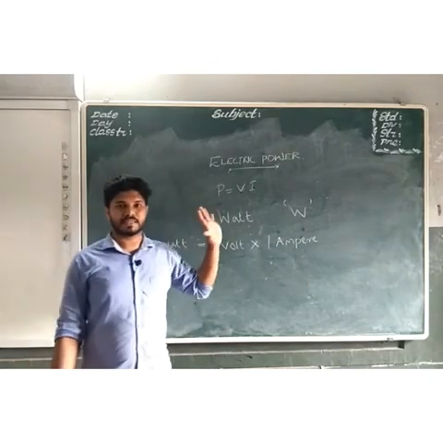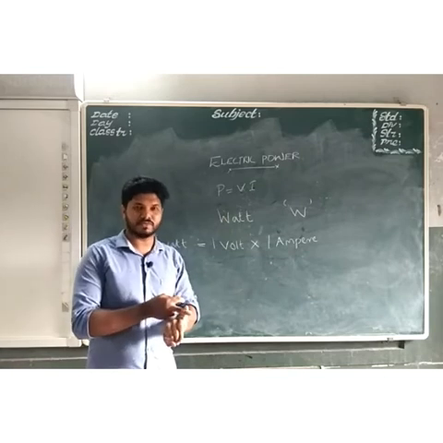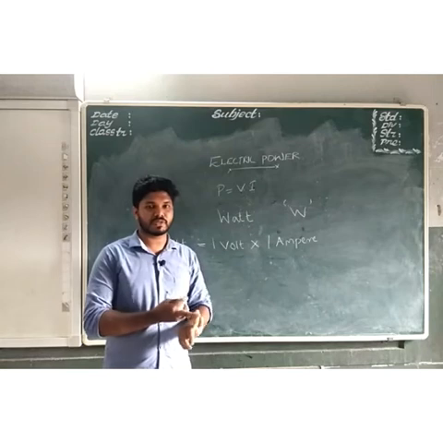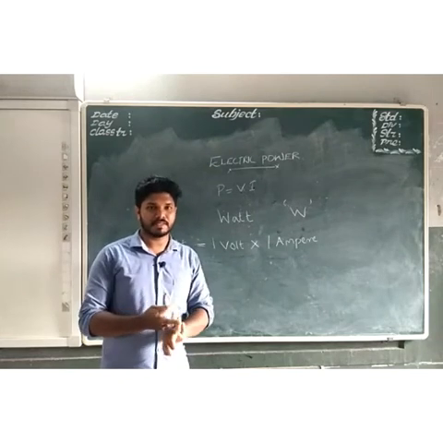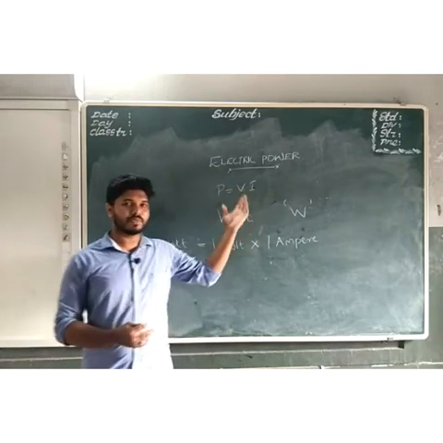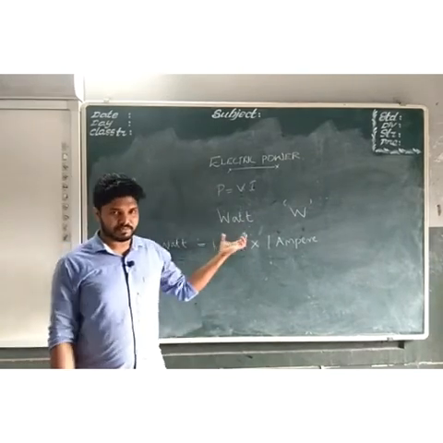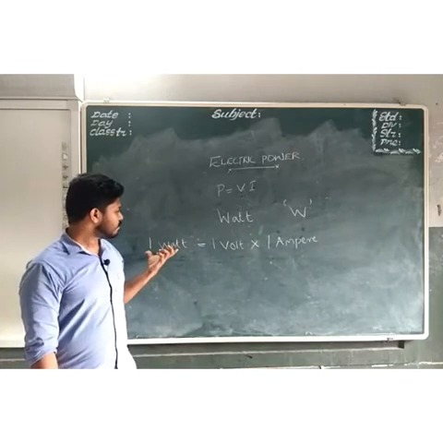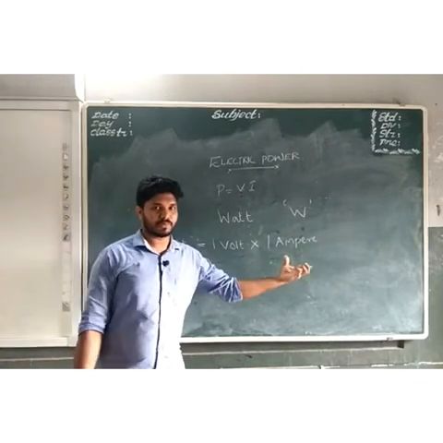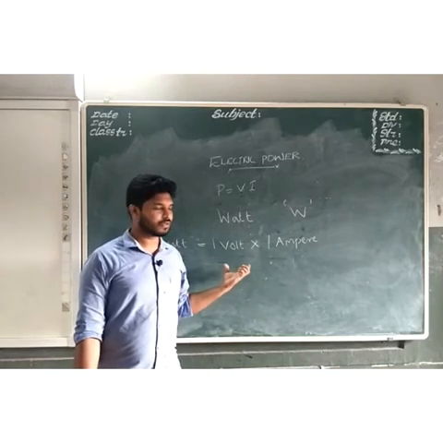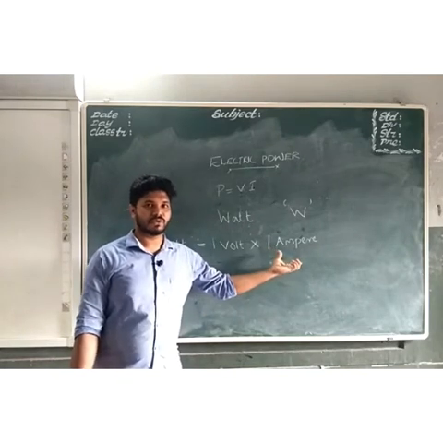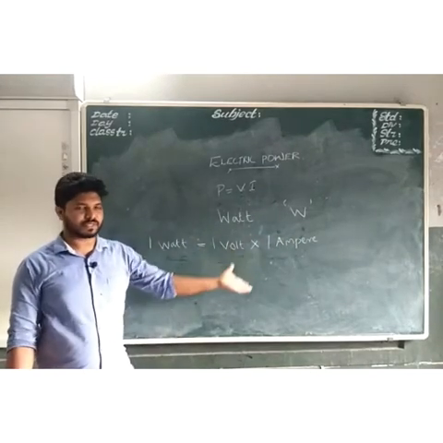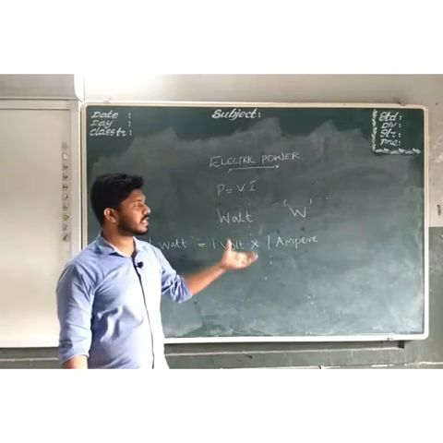So once more, retaking from first, we defined power. We found 3 different equations for power from the general equation P equal to W by T. The first one was VI. From this equation, we got the definition for unit power, that is 1 watt equal to 1 volt into 1 ampere. 1 watt is the power of an electric circuit when 1 ampere of current flows through the conductor across a 1 volt potential difference. So that's all about electric power.